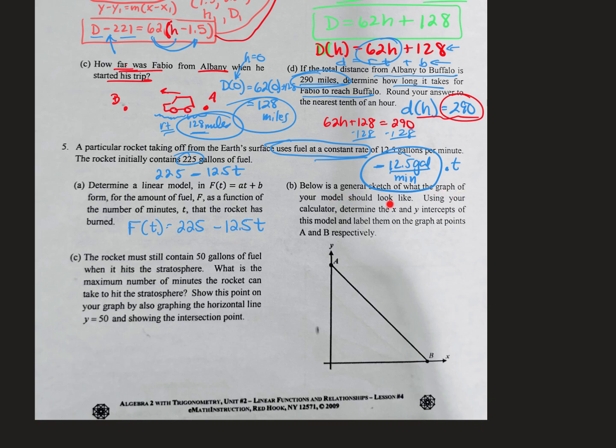Below is a general sketch of what the graph of your model should look like. Use your calculator, determine the x and y intercepts. You can use your calculator for that if you want to. But if you want x and y intercepts, x-intercept, it's down here. So that's the point where your y value is 0. So you just take the equation and find out what it equals 0. And that's not too bad of a solve because it's just a couple of steps here. That'd be a negative 225. So you're going to have to divide away that negative 12.5.